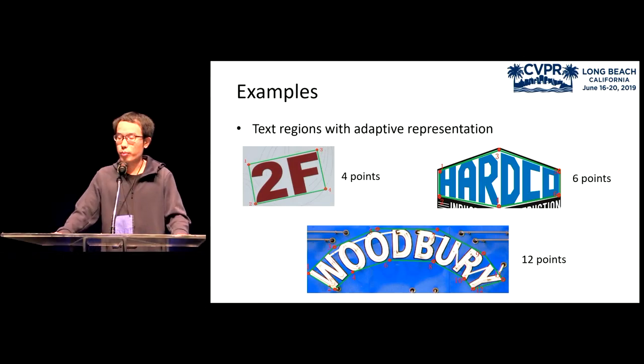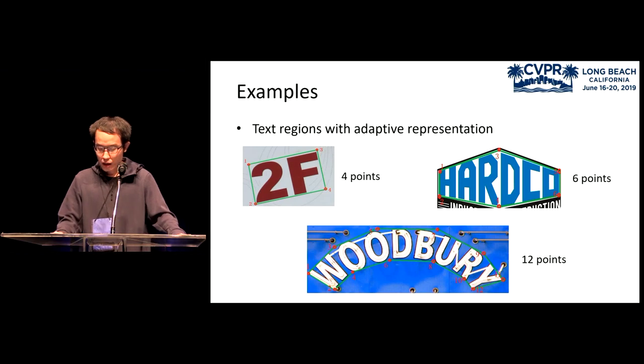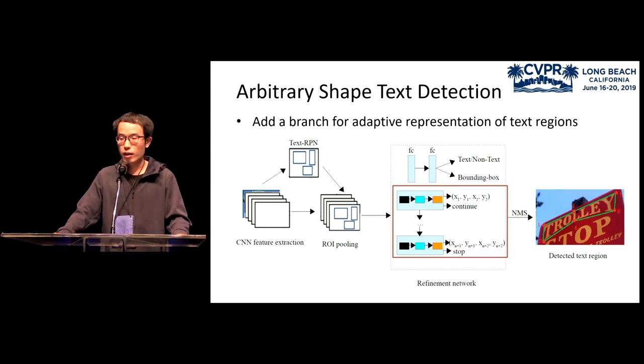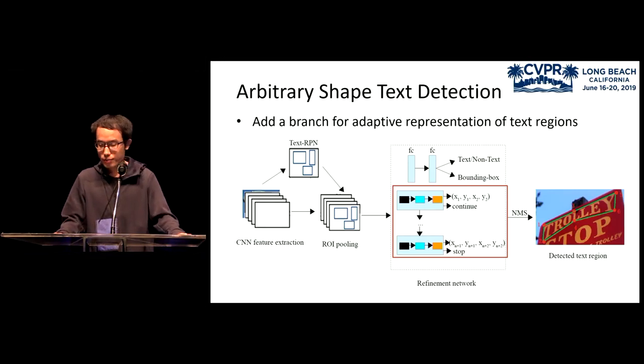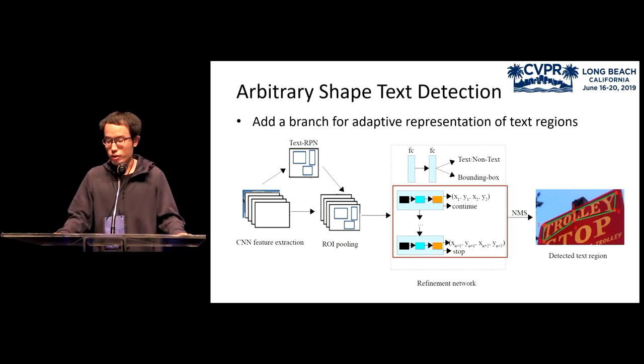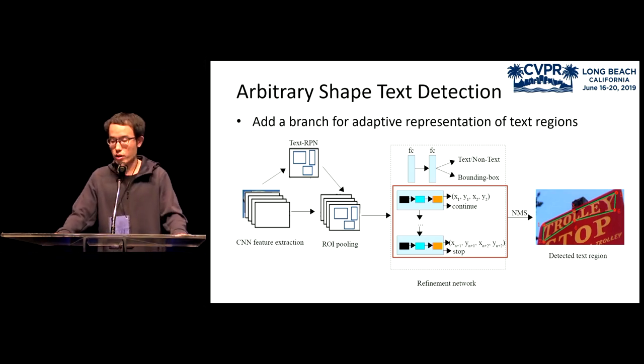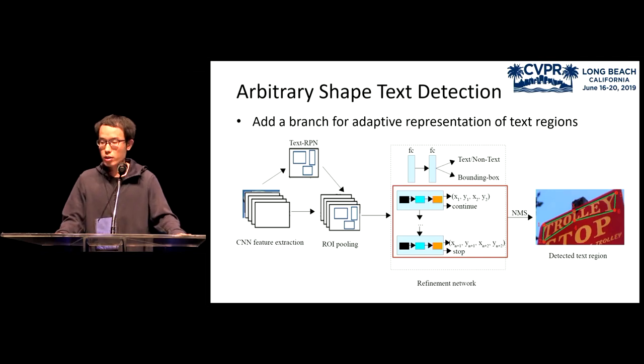Based on the proposed idea, an arbitrary shape scene text detection method is proposed. The method is also based on Faster RCNN, but a new branch is added for adaptive text region representation learning. The red box is the added new branch for text region refinement.